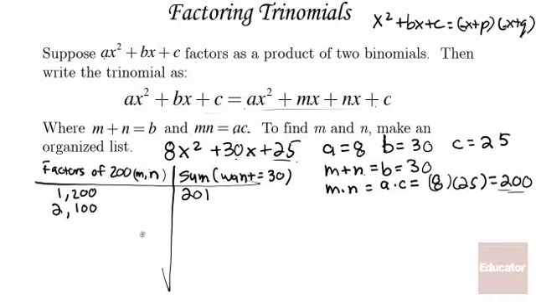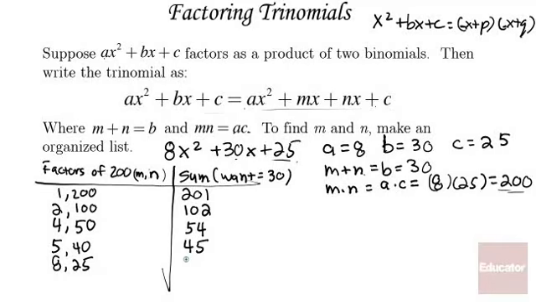So I tried 2 and 100. Adding those, I'll get 102. Still not close. 4 and 50. Adding those gives me 54. 5 and 40. Getting there, but not quite. 8 and 25. 10 and 20. And I finally found it.